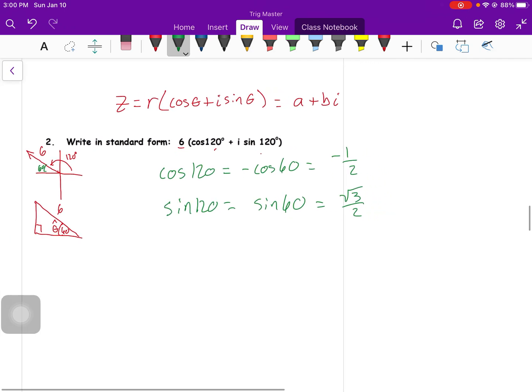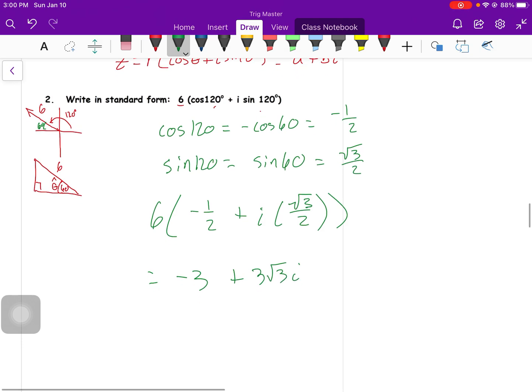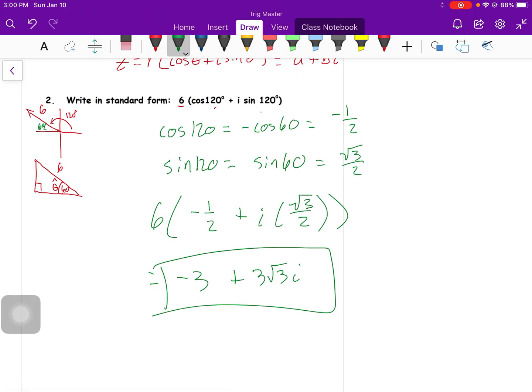All right. Well, if I replace those values, I have 6 times negative 1/2 plus i times square root of 3 over 2. This becomes negative 3 plus 3 square root of 3 i. Okay. I abandoned this triangle and I just said, oh, I know what these values are. I replaced them with what they equaled, and then I distributed. That's all that happened.